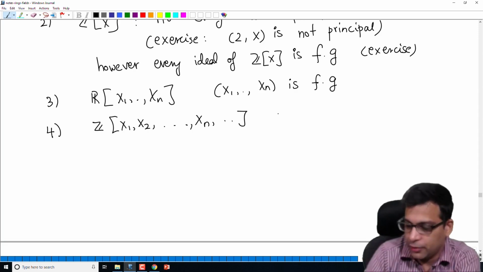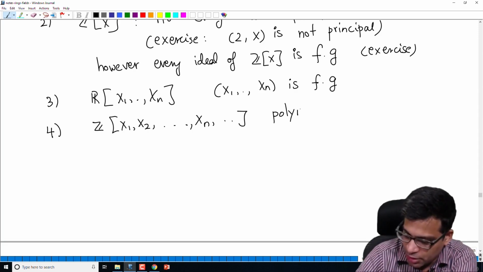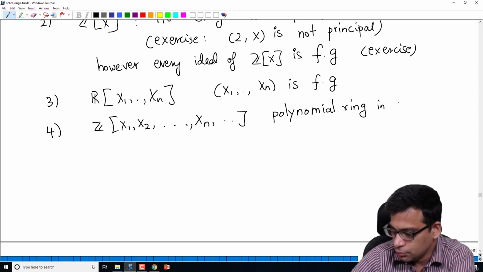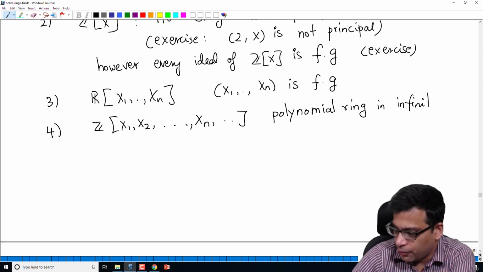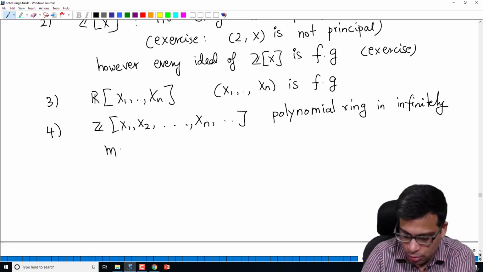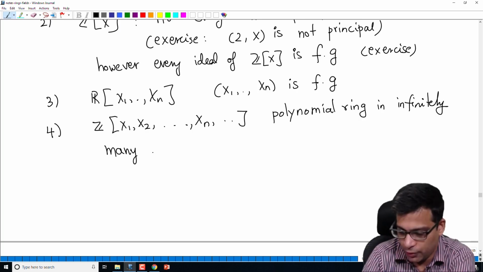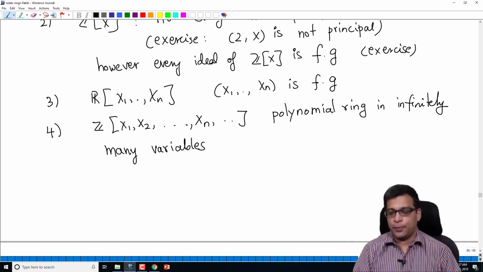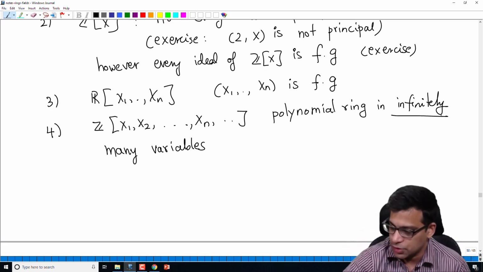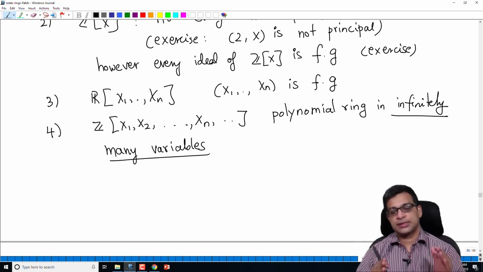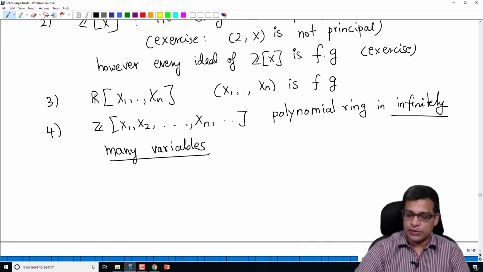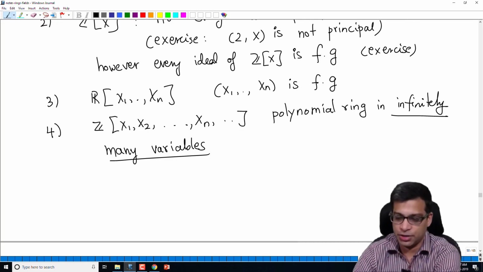a polynomial ring in infinitely many variables, this we have not encountered before, and I should define this carefully. I will only say this orally for now. We will not really discuss this example a lot in this course. But what is a polynomial ring in infinitely many variables? Any polynomial is actually a finite sum, but it can take variables from this countable infinite collection of variables.